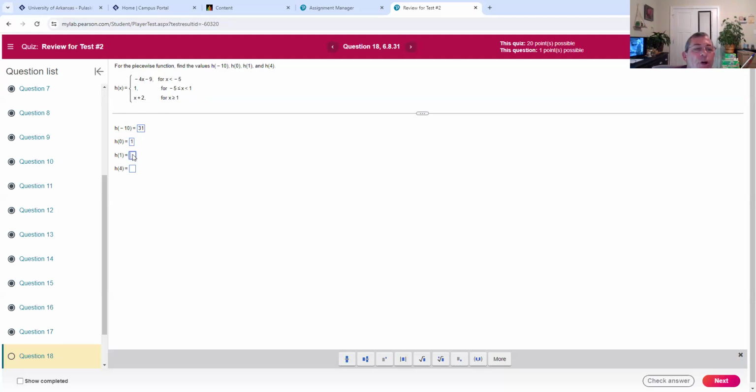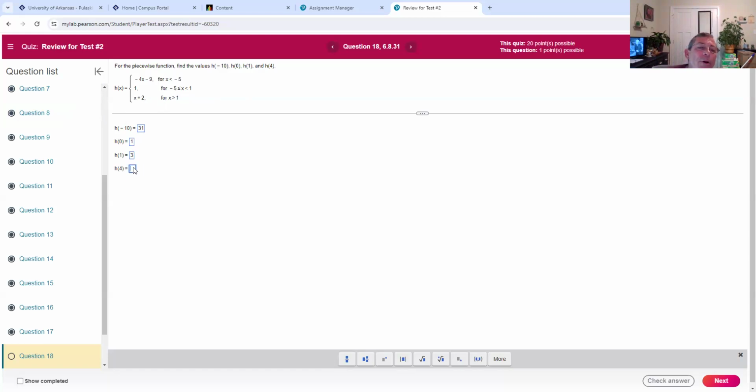All right, y'all, what would y'all put in for h of 1? All right, so we would use the x plus 2 equation because it has equals. So 1 is equal to 1. So you put a 1 in, and 1 plus 2 looks like you gave me a 3 on that one.